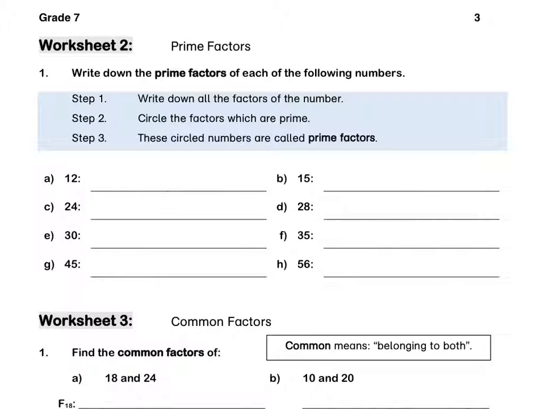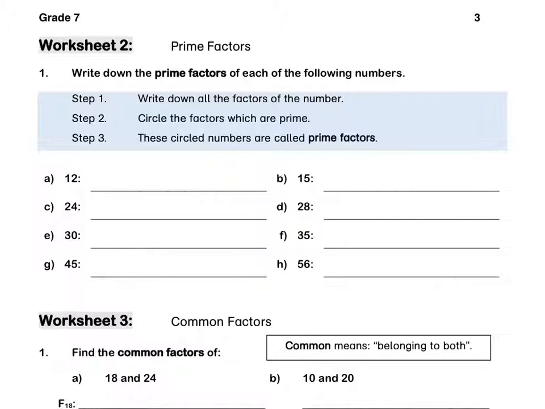Worksheet 2, Prime Factors. Write down the prime factors of each of the following numbers. Step 1. Write down all the factors of the number. Then circle the factors which are prime. These circled numbers are called prime factors.